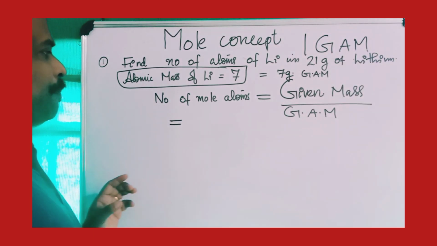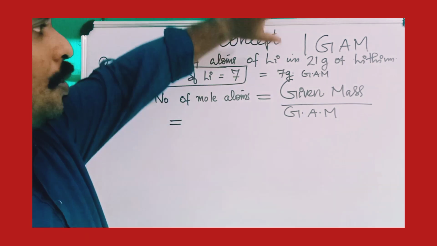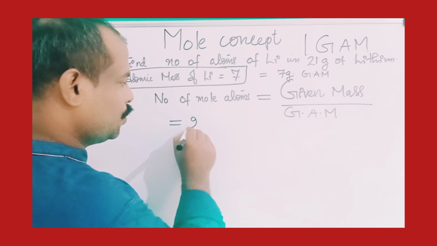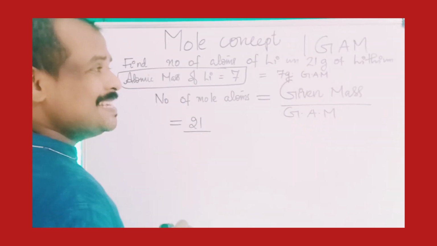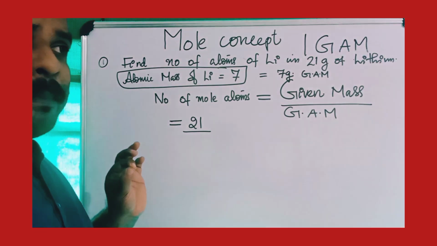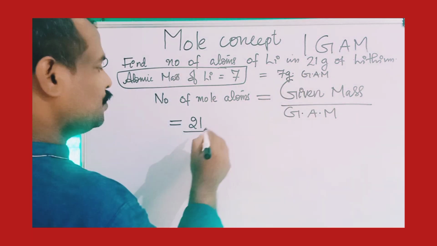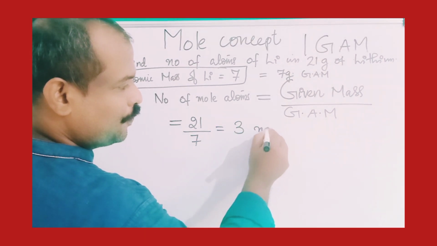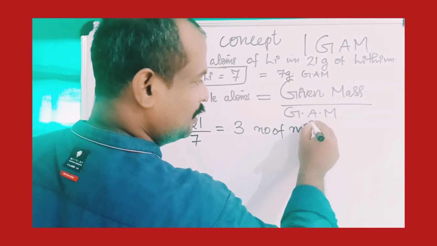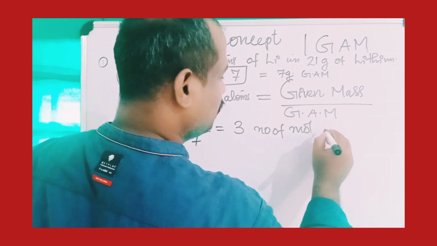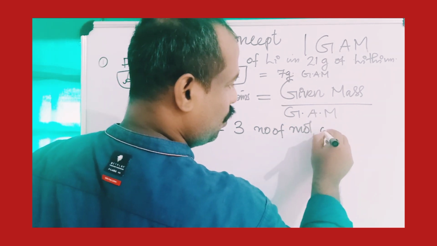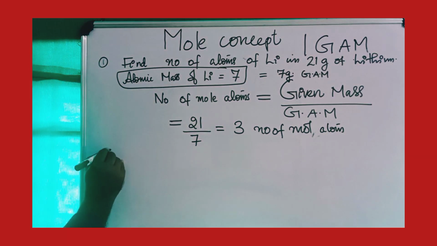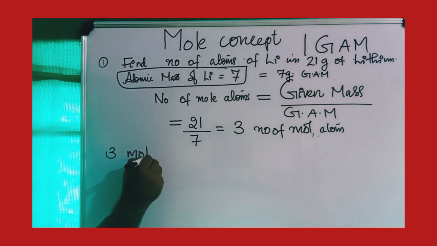So we can do the problem. Number of mole atoms is equal to given mass. In the question, the given mass of lithium is 21, so 21 divided by GAM. What is GAM? The gram atomic mass of lithium, which is equal to 7. So we will get 3. The number of mole atoms of lithium is 3. So the answer is 3 mole atoms.